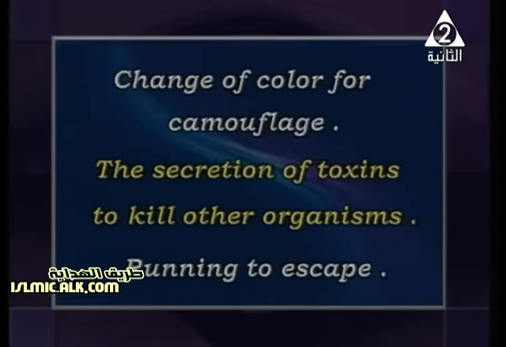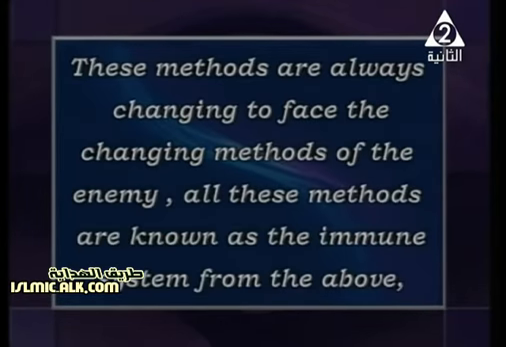Pests and other animals, they are what? Very lazy. Or some animals, they aren't moving at all, like a sponge. It doesn't have any locomotory organs. These methods are always changing to face the circumstances, or the environmental changes that the living organism faces. So all these methods are known as what? The immune system, from all of these circumstances.